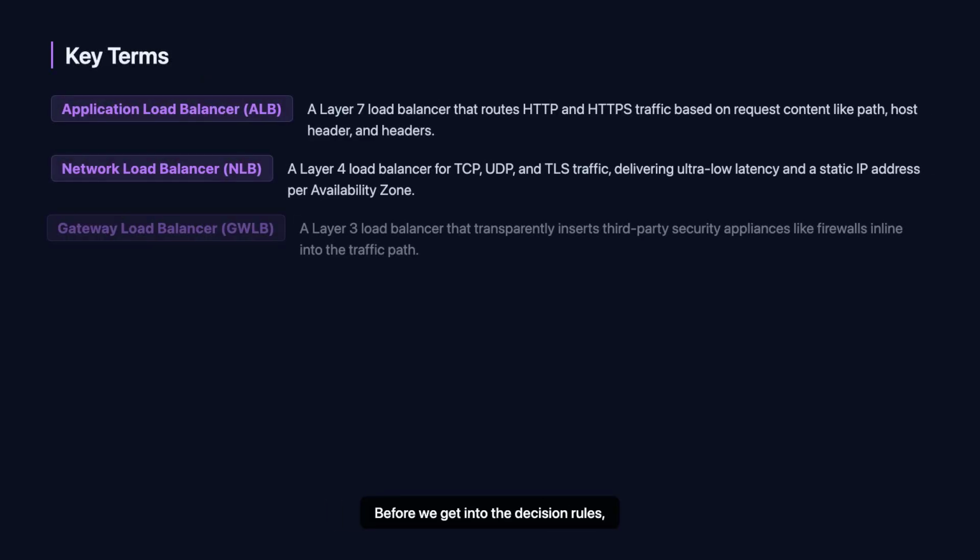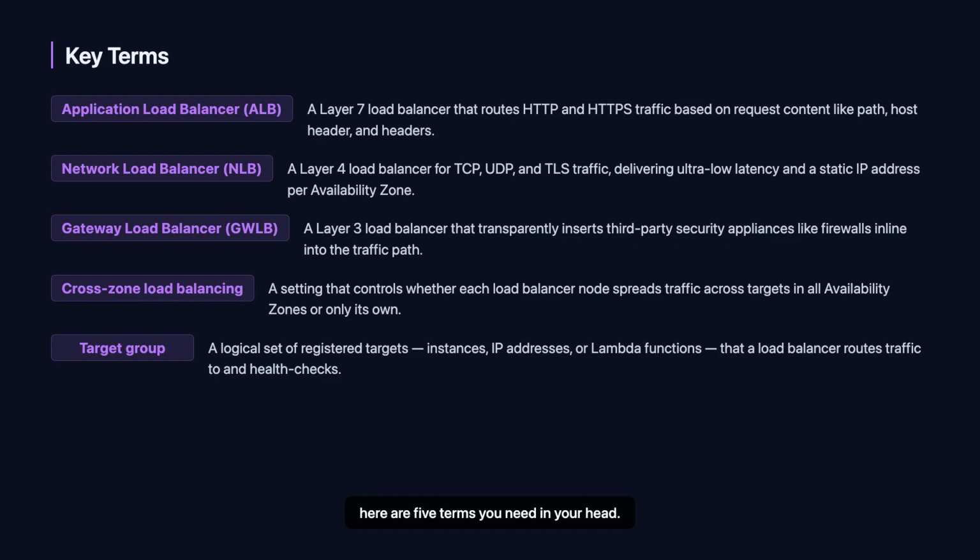Before we get into the decision rules, here are 5 terms you need in your head. First, the application load balancer, or ALB. It reads the actual HTTP request and routes based on path, host, or headers. The network load balancer, the NLB, drops down to raw TCP and UDP, which buys you extreme speed and a fixed IP address per availability zone. The gateway load balancer, GWLB, is a different animal entirely. It inserts security appliances like firewalls transparently into the packet flow.